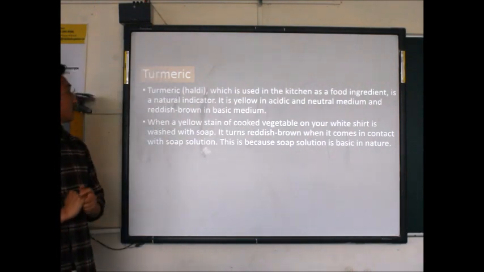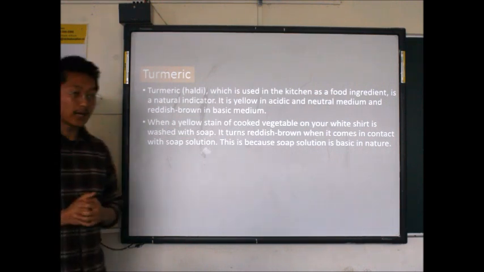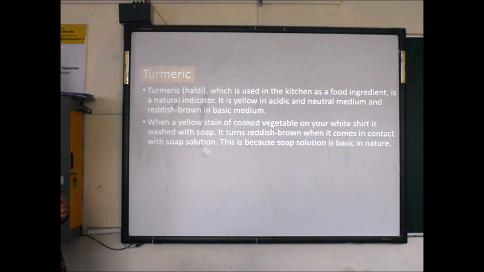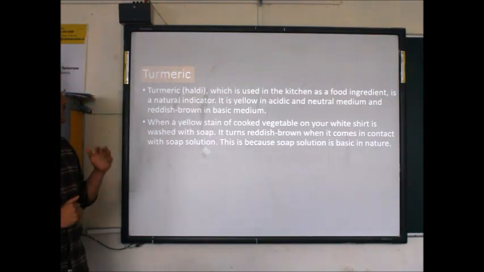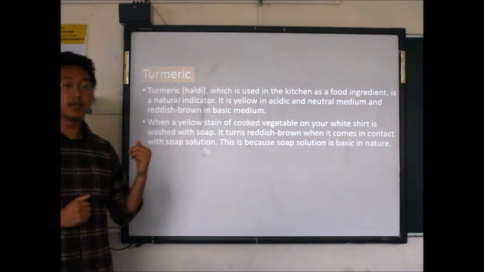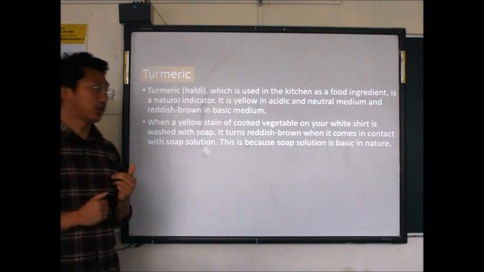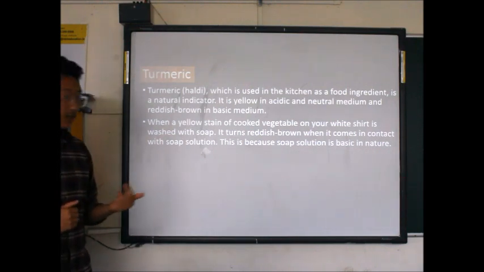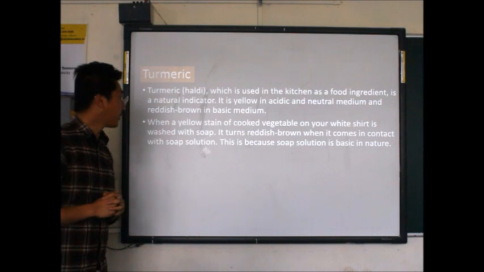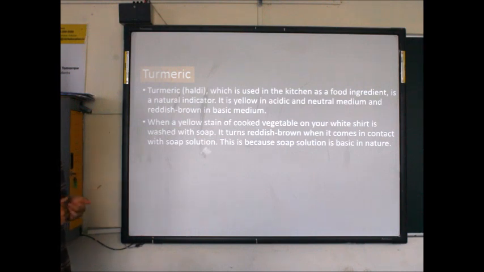Okay, so the next indicator is turmeric. Turmeric, haldi, which is used in the kitchen as a food ingredient, is a natural indicator. It is yellow in acidic and neutral medium and reddish brown in basic medium. So in acidic or neutral medium, the color of turmeric remains yellow, and in basic medium, it will turn to reddish brown. In this way, turmeric will indicate the acidic or basic medium.